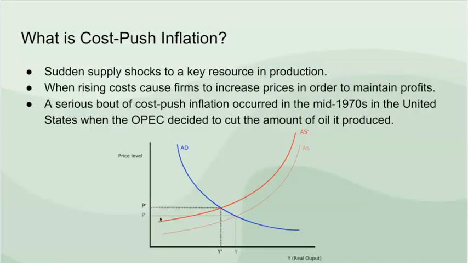So as you can see here, due to the increase in prices for the resources needed for production, supply decreased, and they eventually end up increasing the prices for consumers as well.